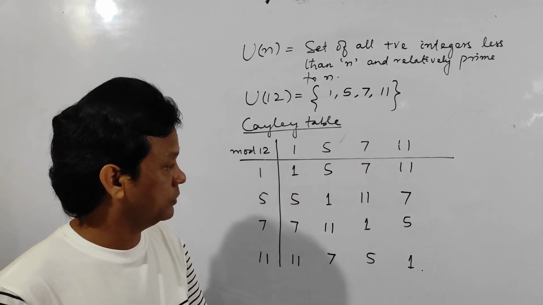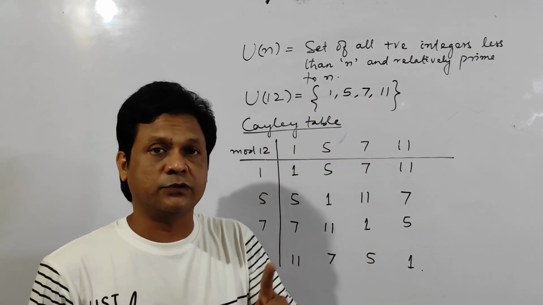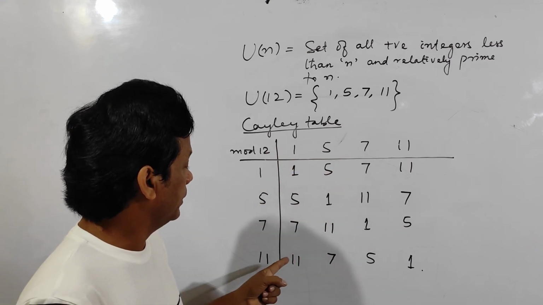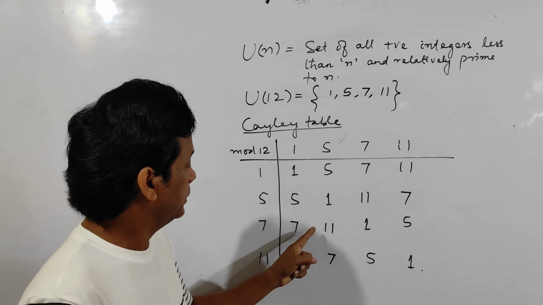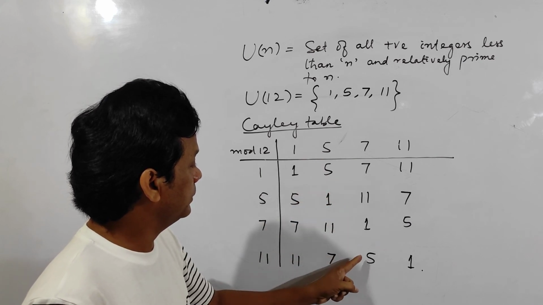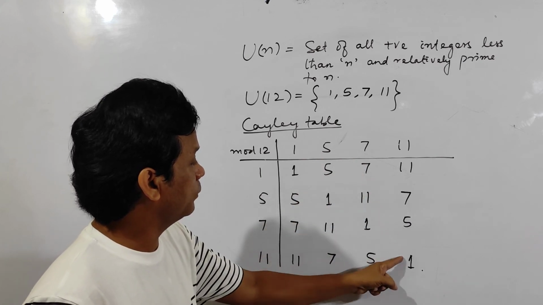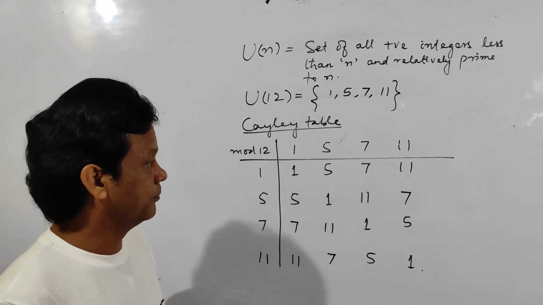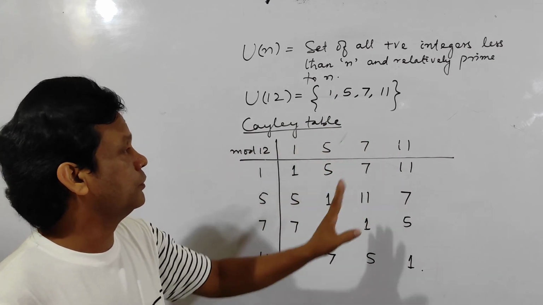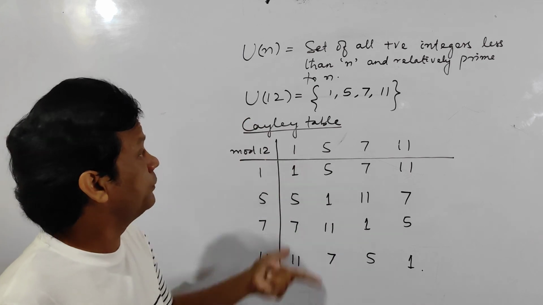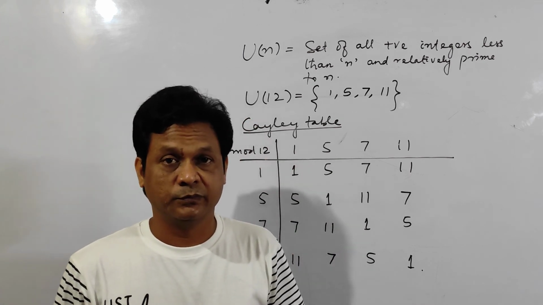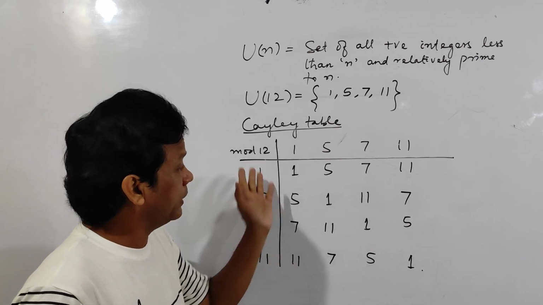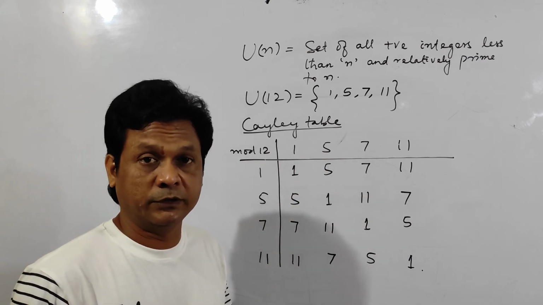In each row, every element occurs once. In each column, see here: 1 5 7 11, 5 1 11 7, 7 11 1 5, 11 7 5 1. All the 4 elements are occurring once. Okay. So this will form a group. That means U of n is a group. So by the help of Latin square, you can say whether it will form a group or not.